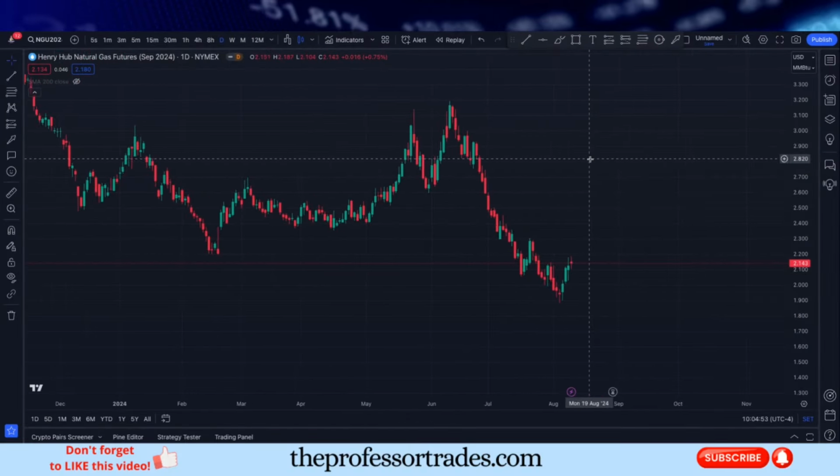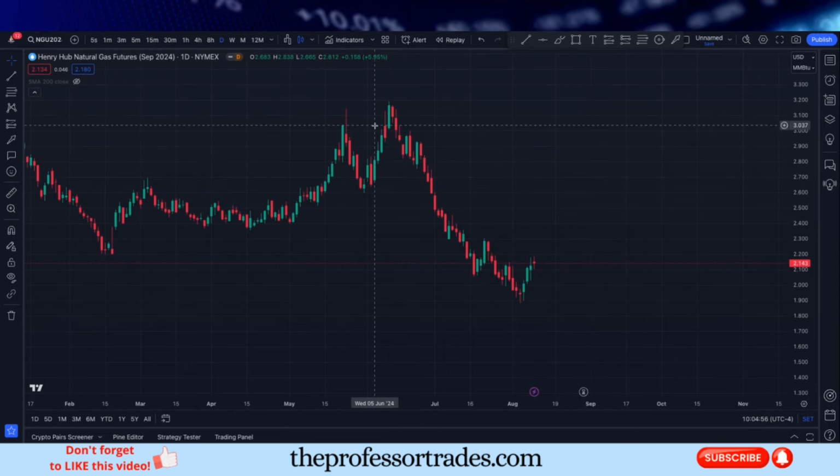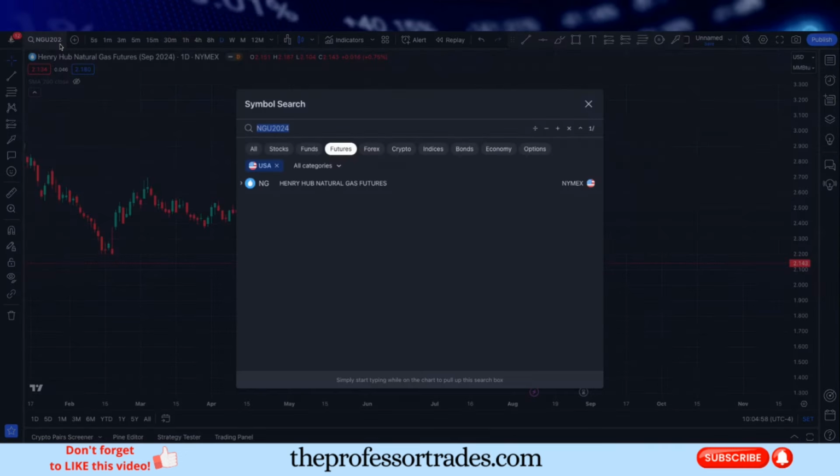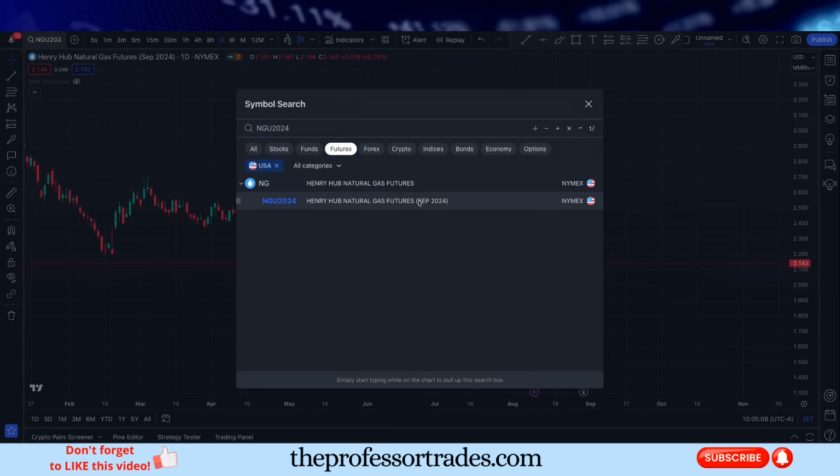So what I want to do now is jump into our natural gas analysis. Okay, so we are jumping into our natural gas analysis. And again, if you want to follow along and see which chart I am using, it is right here, NGU 2024, under the futures section on TradingView. And you can see here that we are using the September 2024 chart for the contract expiration.